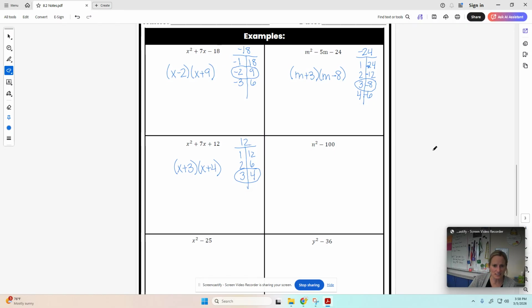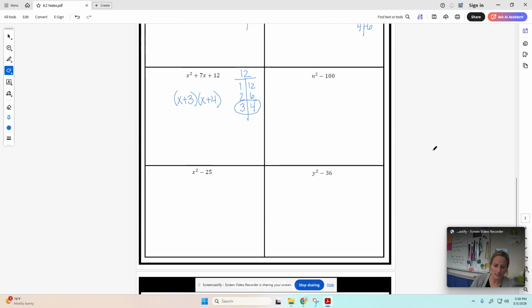These last three examples are a little bit more special, and they even have a special name. So what makes them special is when I look at them, I don't see a trinomial. I see a binomial. But my first term is squared. So it's n squared minus a number on all of these. And it has to be subtraction for this to be the case. We call this a difference of squares. And I'm going to explain that in just a second.